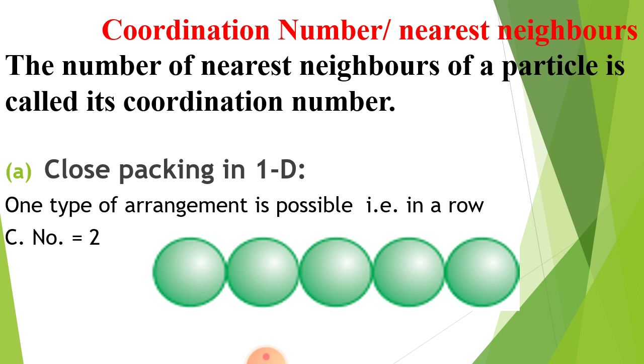Let us start close packing in 1 dimension. 1D means 1 dimension. Look at the arrangement of spheres. The central sphere touches 2 spheres, that is the central sphere has 2 neighbors. That's why the coordination number in this type of packing is 2. Here one type of arrangement is possible, that is in a row like this. In one dimension the coordination number is always 2.